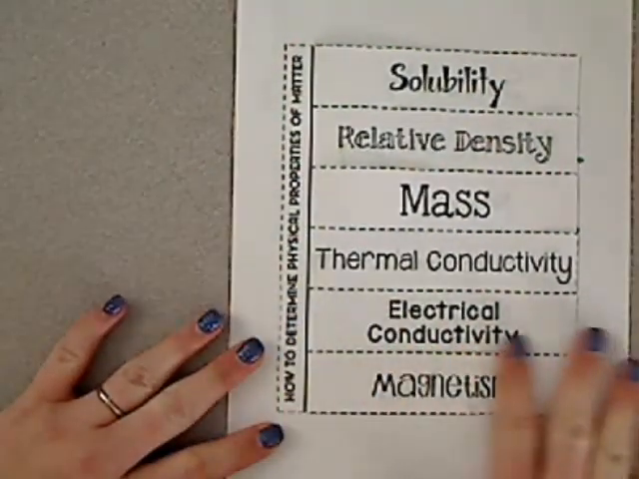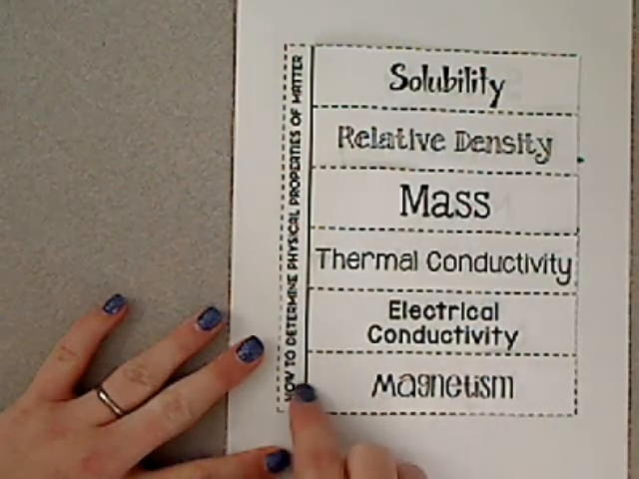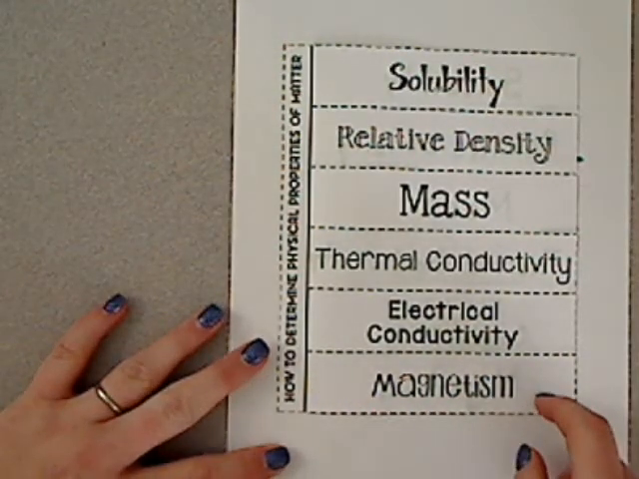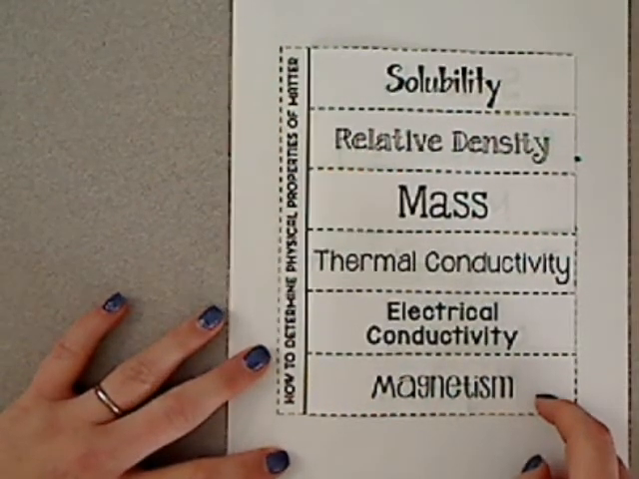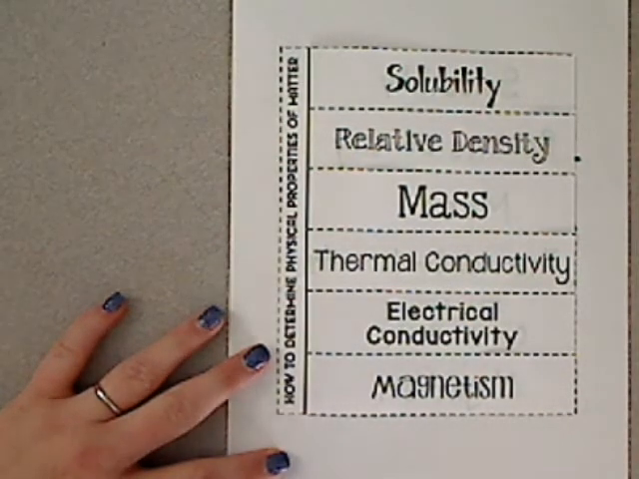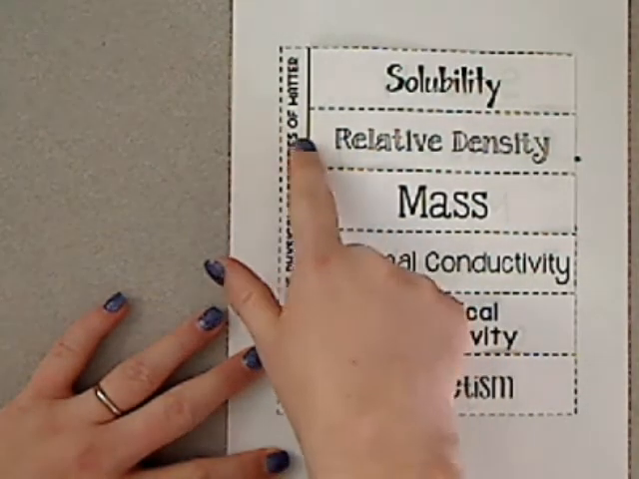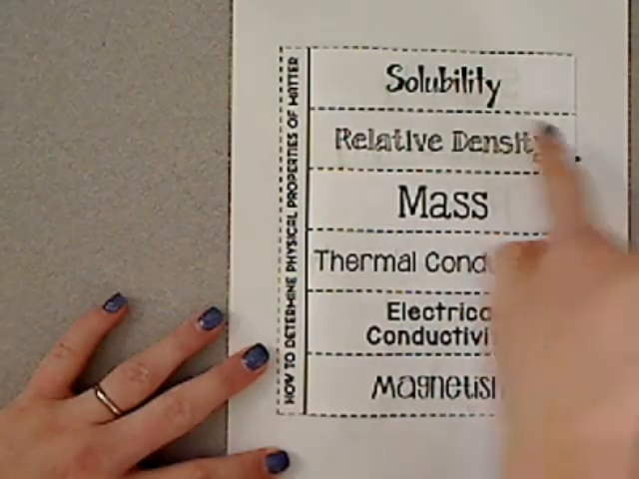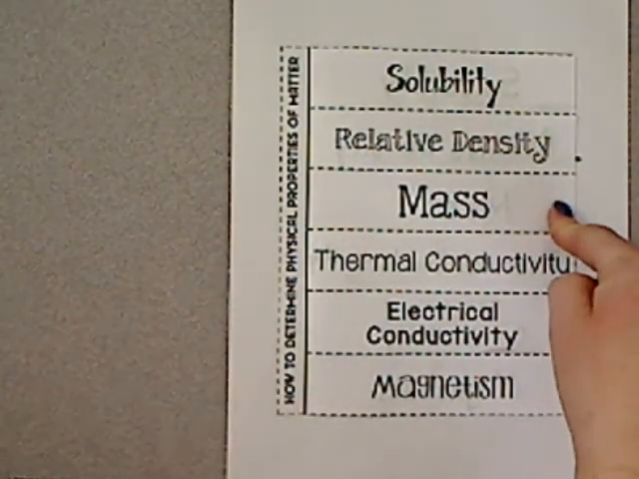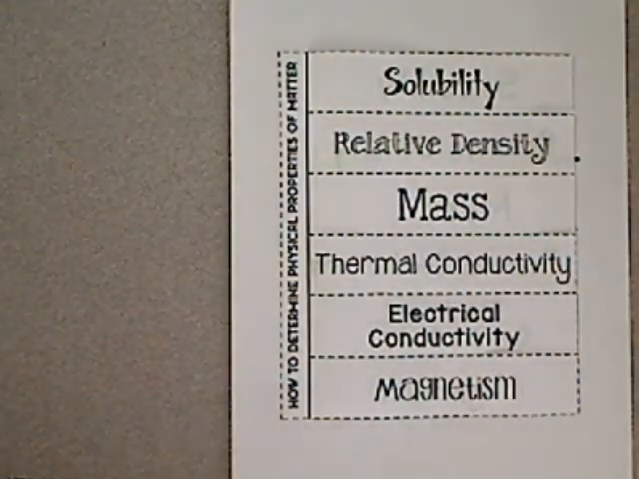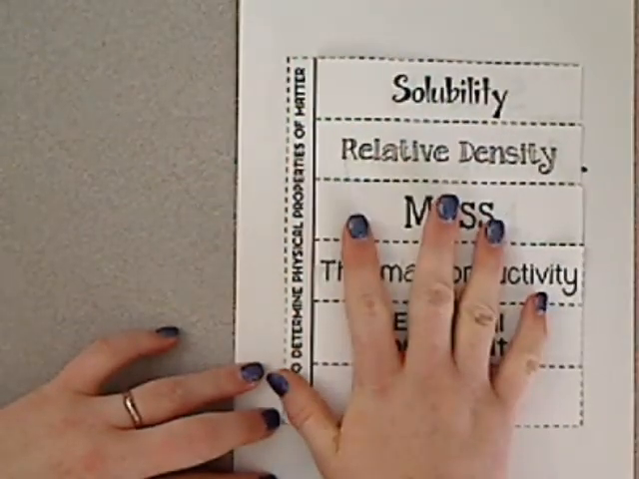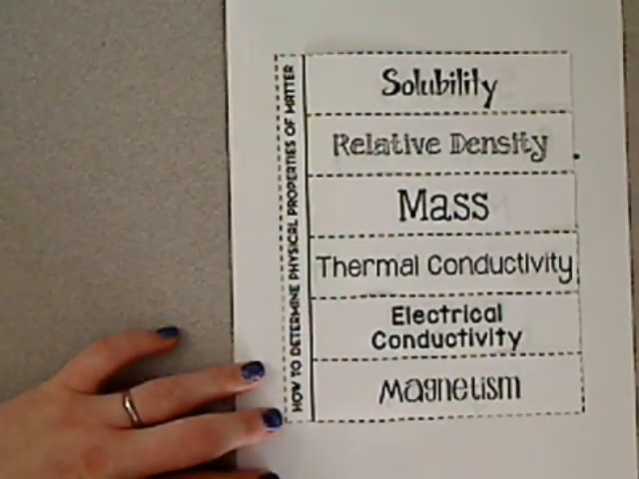All right. So we will be diving more into magnetism a little bit later in another video. We're going to be looking at the measurement tools for relative density, for mass, and for temperature. Temperature is something that's not listed in here, but it is a tool that we're going to look at.